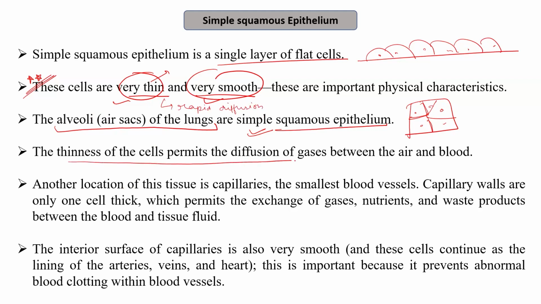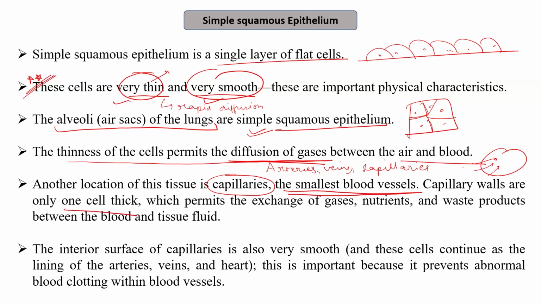So the thinness of the cell permits the diffusion of gases between the air and the blood. Another location of this tissue is in the capillaries. We have arteries, we have veins, and then we have capillaries. These capillaries enter into any organ and provide the blood. They are the smallest blood vessels. Capillary walls are only one cell thick, because wherever diffusion of any nutrient, gases, or waste product is required, we need a thin layer of epithelium. Since capillaries help in the exchange of gases, nutrients, and waste products between the blood and the tissue fluid, they are just one cell thick and are made up of simple squamous epithelium.